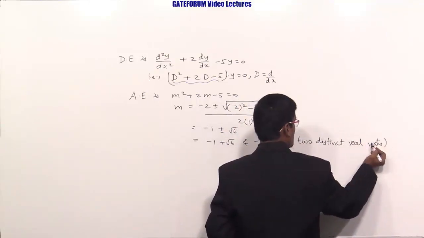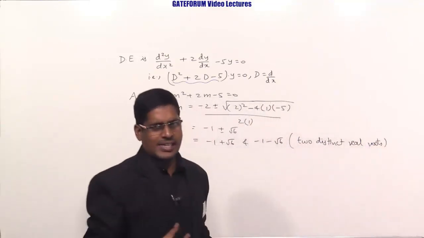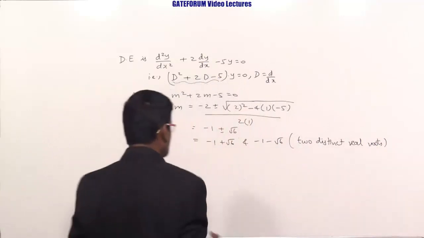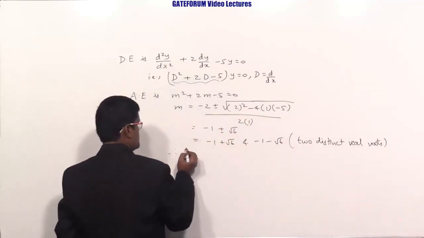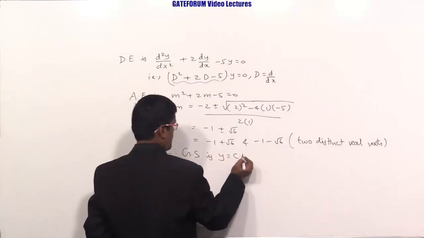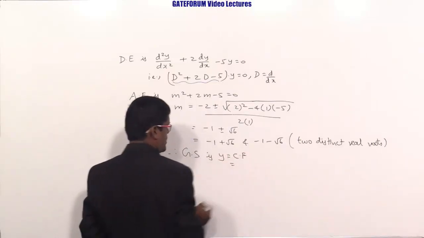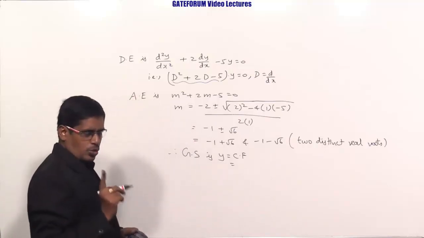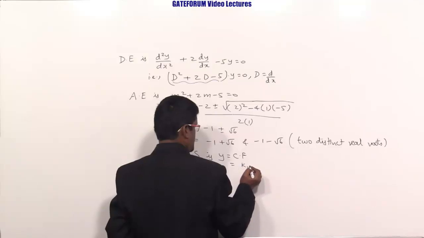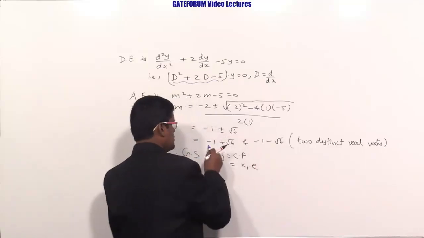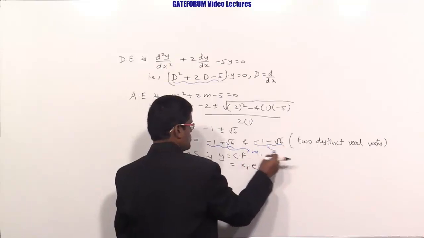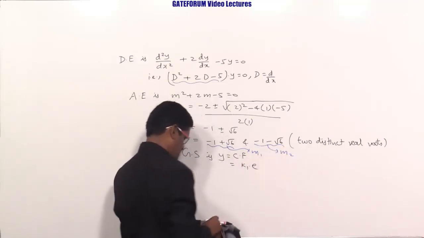So according to the auxiliary equation table, whenever the right hand side is 0, the solution is called the complementary function, that is CF. So therefore two distinct roots. General solution, GS, is y is equal to CF, where the independent variable is x, dependent variable is y. Y is the solution, that is the dependent variable. K1 into e to the power, generally we denote the roots by m1, m2. m1 first root, m2 second root.